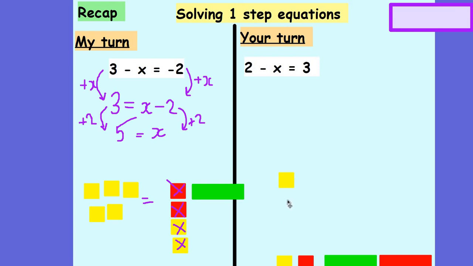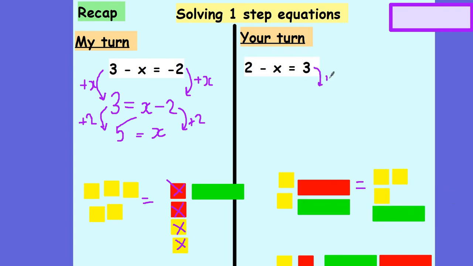Okay, let's go through it. I've got 2, subtract x, a red rectangle, is equal to +3. I don't want a red rectangle, I want a green one. I want to know what +x is worth. So I'm going to add a green rectangle to both sides. And what I've done is I've added on x. If I remove my 0 pair, that tells me 2 is equal to +x plus 3.